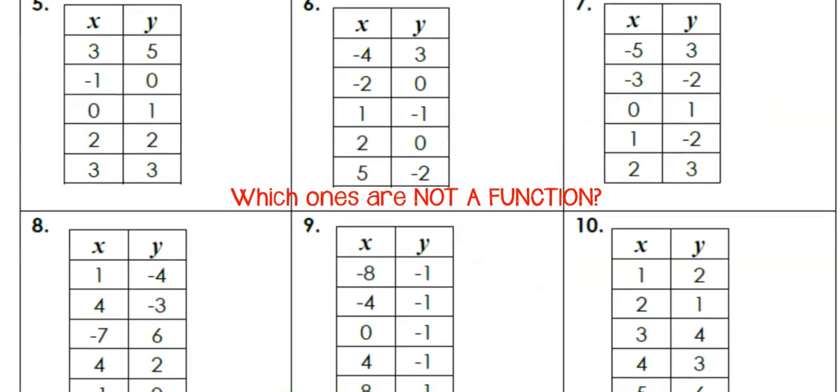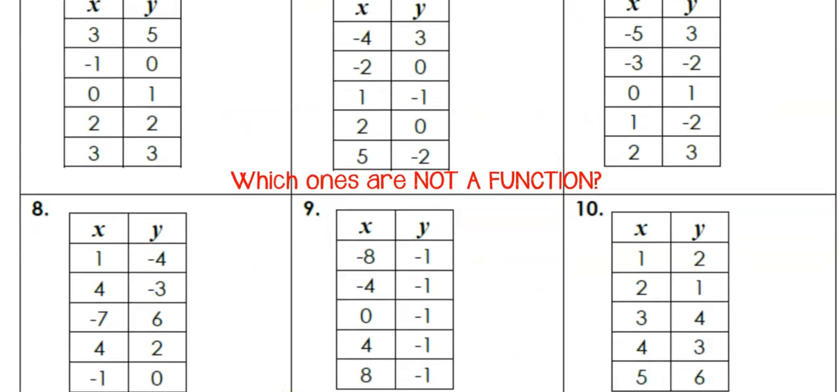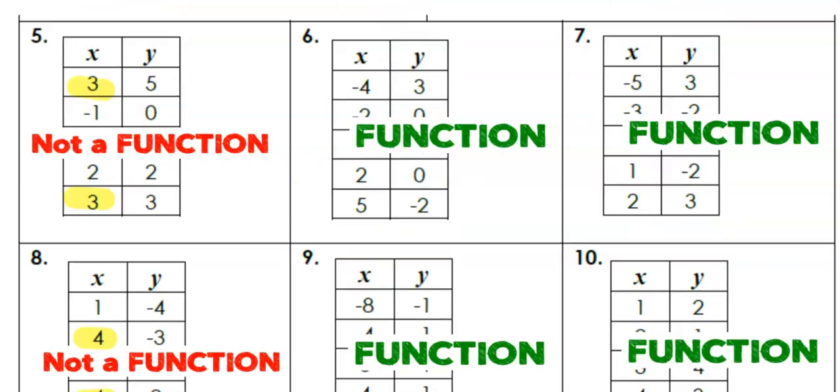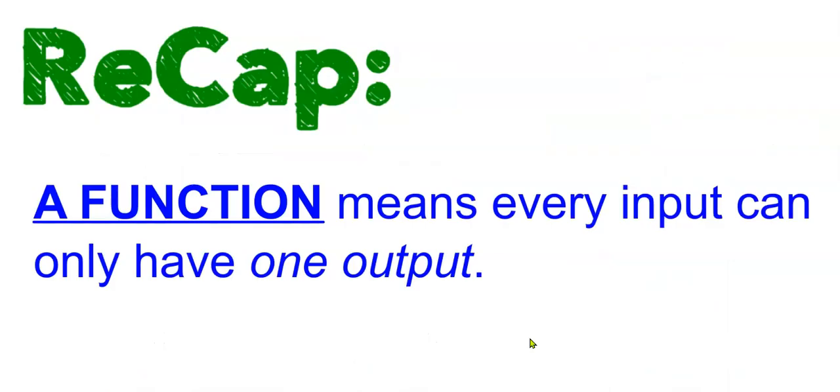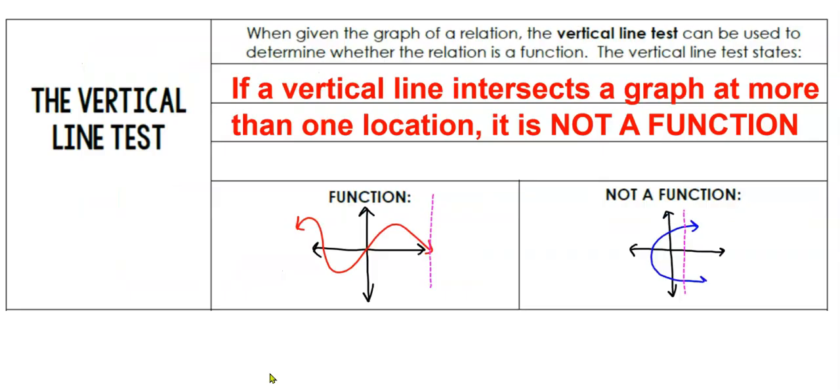Pause the video and give these a look. Do you know which ones are functions? Let's see how you did. Numbers 5 and 8 were not a function. Let's recap. A function means that every input can only have one output. That's always the answer. Sometimes the relationship is shown as a graph.